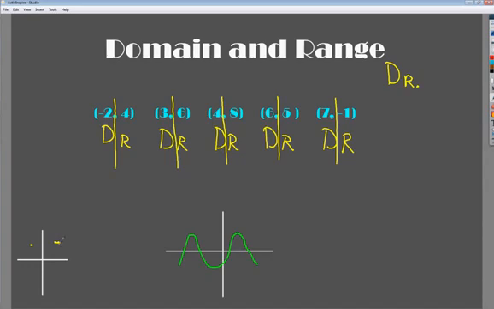4 and 8, my pen's starting to ghost. 4 and 8 would be right there. 6 and 5 would be probably right in here. And then 7 and -1 is all the way down here. So in this situation, I'm dealing with x and y values, so my domains would be the -2, 3, 4, 6, and 7. My ranges would be where they are on the y-axis, so somewhere between -1 and all the way up to 8.